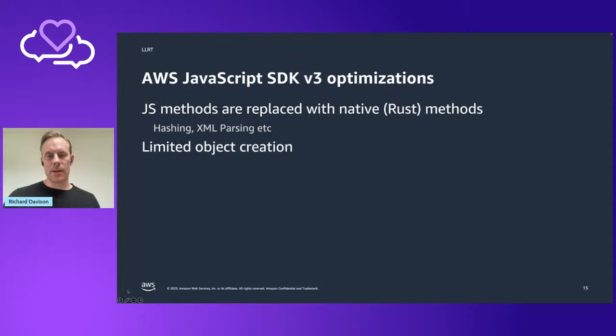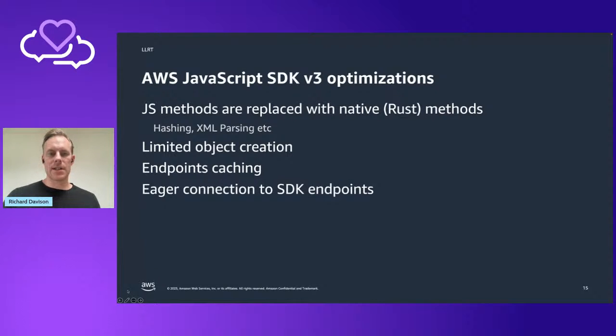We also try to limit the number of objects that are created. Object creation in JavaScript can be expensive, especially if you have no just-in-time compiler. So objects are not created as extensively. This means that we cache endpoints. So there's a quite sophisticated endpoint lookup based on your configuration on what endpoint you should resolve to. This is being cached inside of the LLRT runtime.